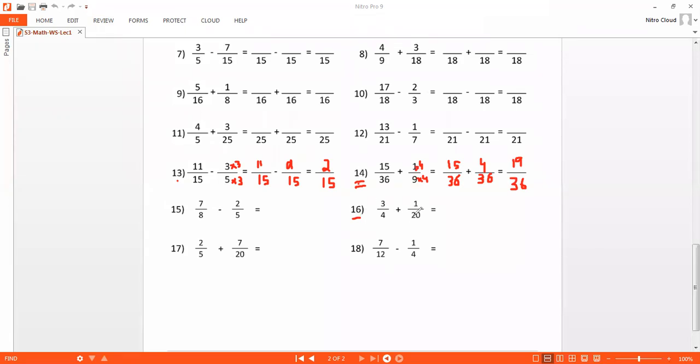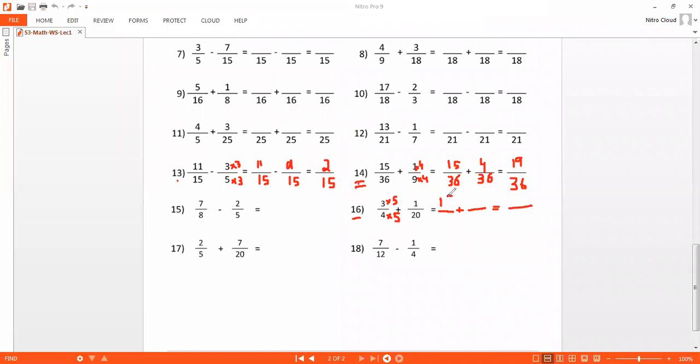So we have 3 over 4 plus 1 over 20. What do you think we should do? 4 plus 20. We can't add them, Rena, because they don't have the same denominator. Okay, so I need to make them the same denominator. Can you make the 4 into 20, Rena? Think well. Can you multiply the 4 by something to get 20? Yes. 4 times what? 4 times 5. Excellent. So we multiply by 5. What do we get, Rena? What's 3 times 5?